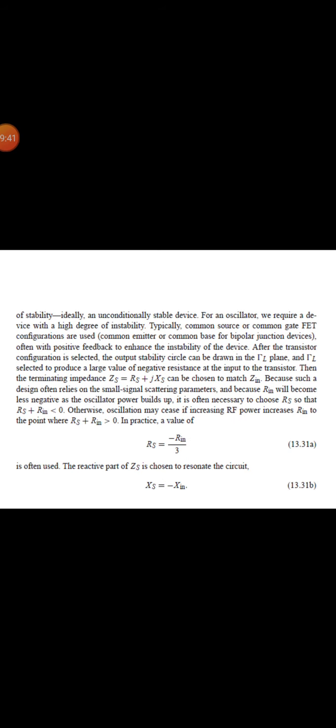So then the terminating impedance Zs = Rs + jXs can be chosen to match Zin, because such a design often relies on the small signal scattering parameters, and because Rn will become less negative as the oscillator power builds up, it is often necessary to choose Rs so that Rs + Rn is less than 0. Otherwise, oscillations may cease, and if increasing RF power increases Rn to the point where Rs + Rn is greater than 0. So in practice, the value of Rs = Rn/3 will be preferred. And the reactive part of Zs is chosen to resonate the circuit.